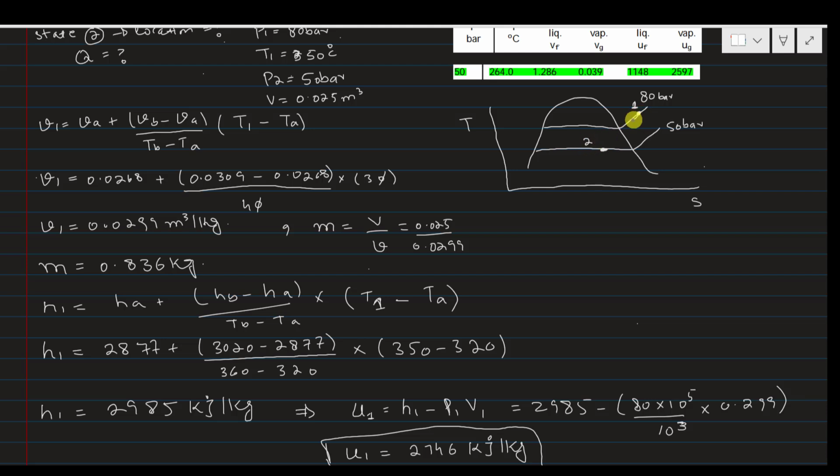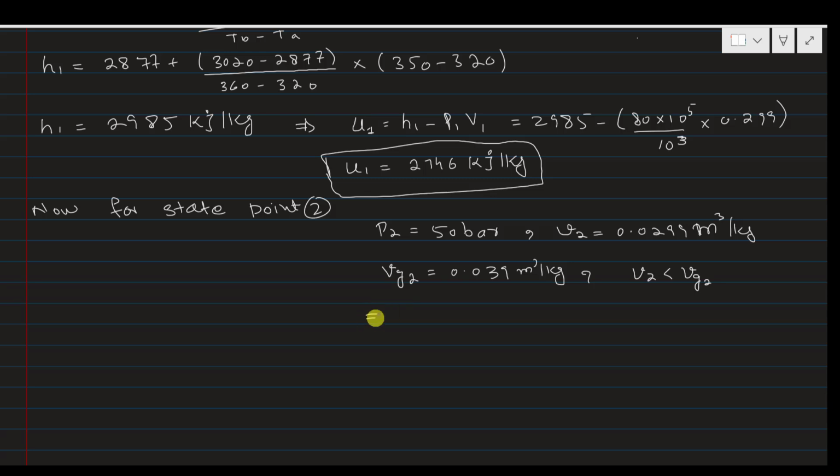So the cooling curve will be like this, and its corresponding entropy will be S2, and this corresponding value will be S1. So this shaded area will give you the heat that is rejected on the TS diagram. I hope you understand why we have taken this state point within the dome shape: because V2 is less than Vg2, it's in the wet region.